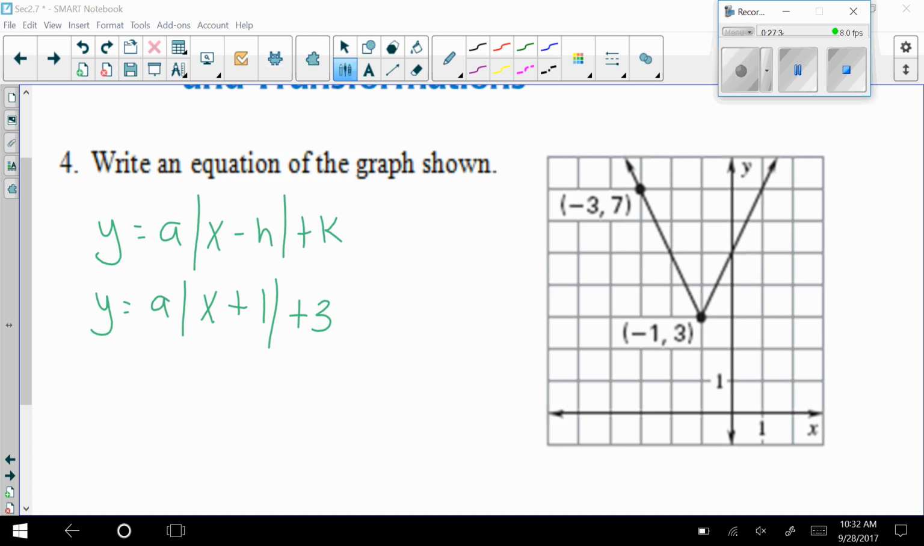And I can look and see whether or not this is a reflection of the parent function y equals the absolute value of x. So I can see that there's no reflection, so I know that my a is positive, and I can see that the slope of half of the absolute value line here is 2. So for every time x increases 1, y increases 2. So I can see that it's a vertical stretch because it's narrower and the y values increase faster. So my new equation for this line is y equals 2 times the absolute value of x plus 1 plus 3.